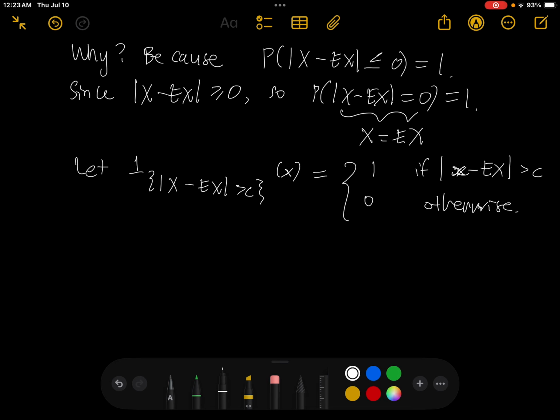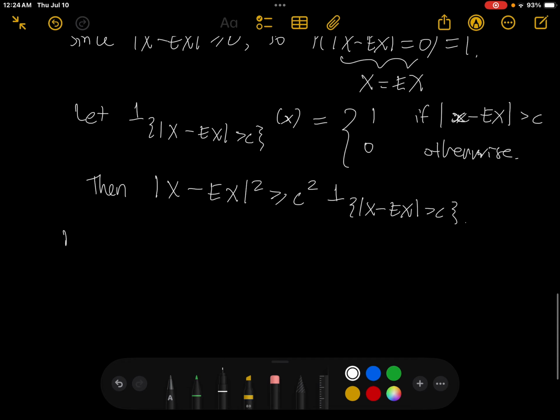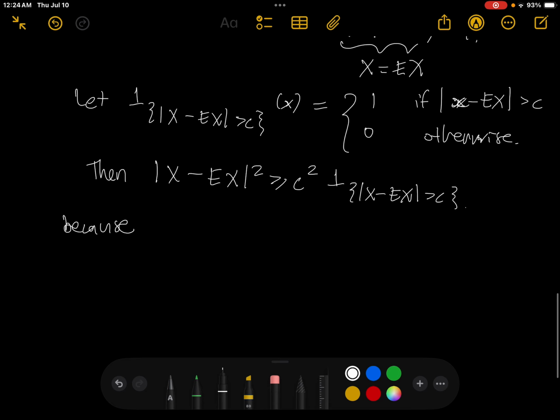Well, then it's easy to see that the absolute value of x minus ex squared is greater than or equal to c squared times this random variable. It might take a bit of time to see why this is true, but it's because the thing on the left, so what happens when you plug in a little x into this?